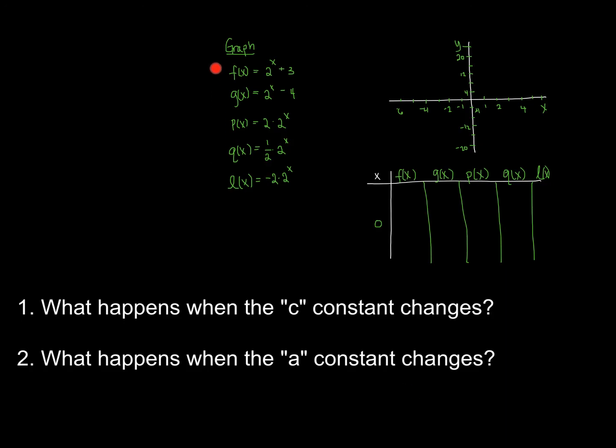So look at the different functions that you graphed and notice which ones the c constant is changing in. And then notice which ones the a constant is changing in, and try and figure out, by looking at the graph, what is happening when the c constant changes. What happens when the a constant changes?